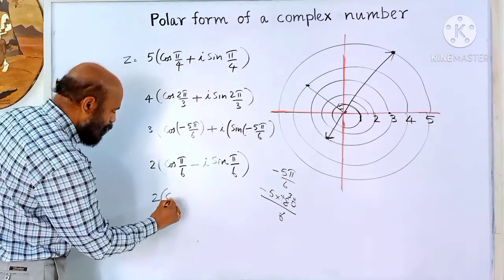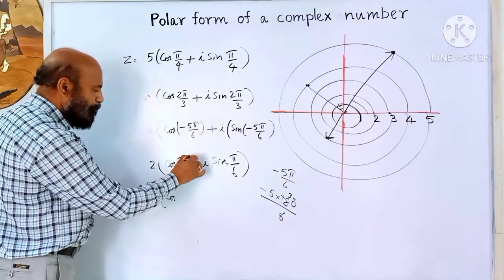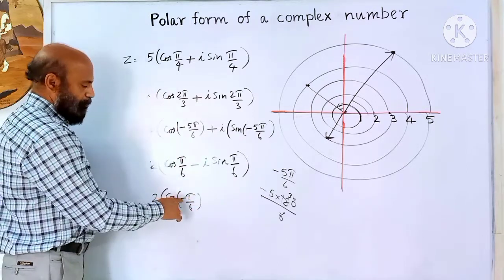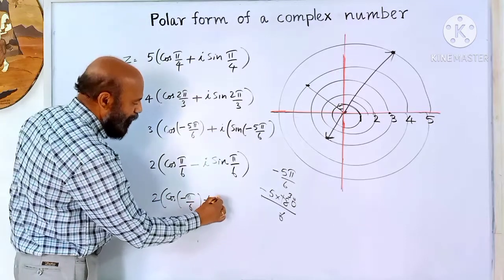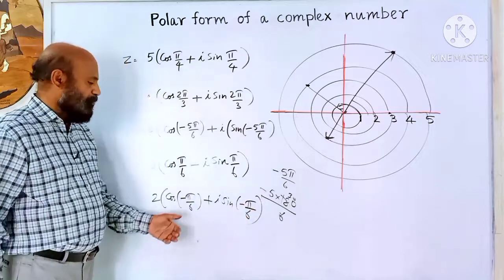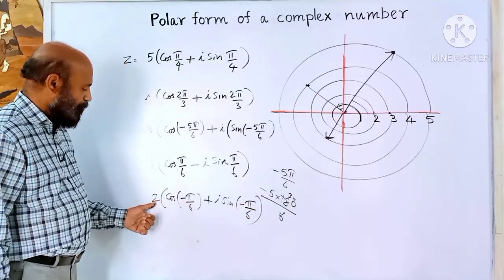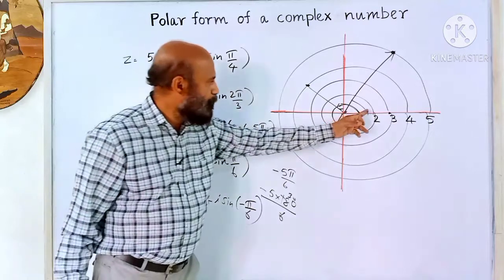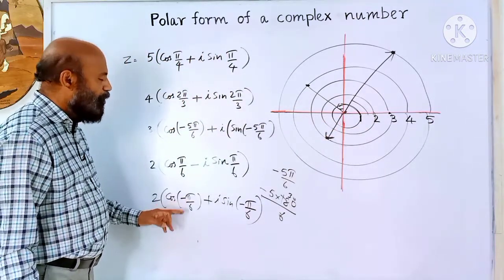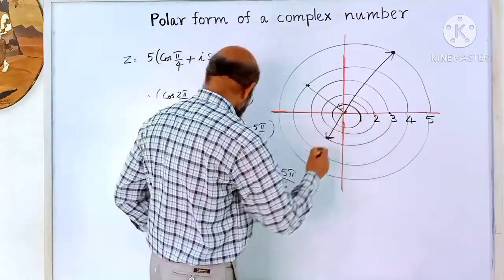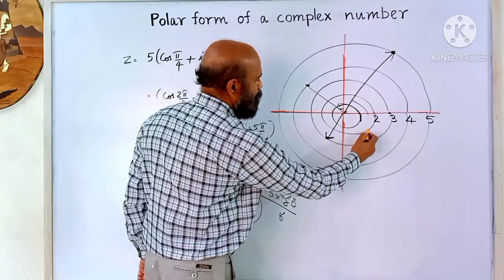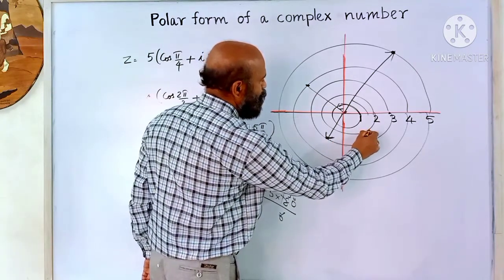Now this can be written like this: 2 cos minus pi by 6 plus i sin minus pi by 6. So here modulus is 2. Argument is minus pi by 6. So it will be in the fourth quadrant. So here 2, minus pi by 6. It will be here.